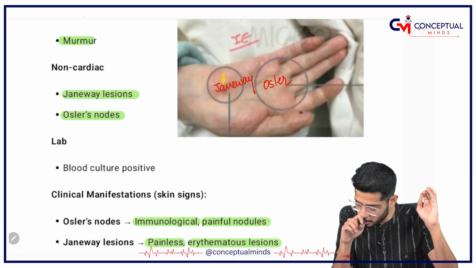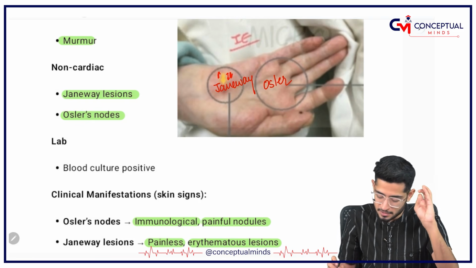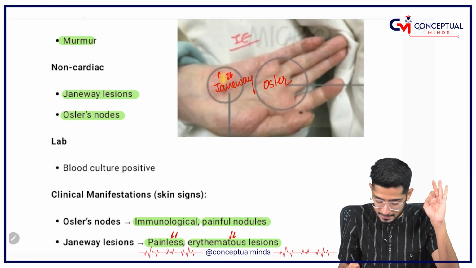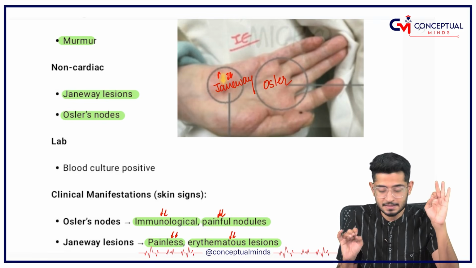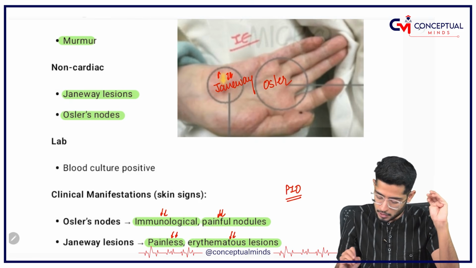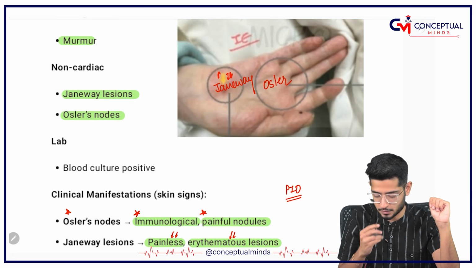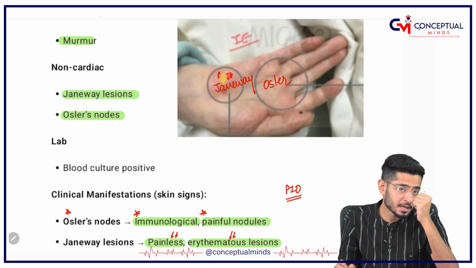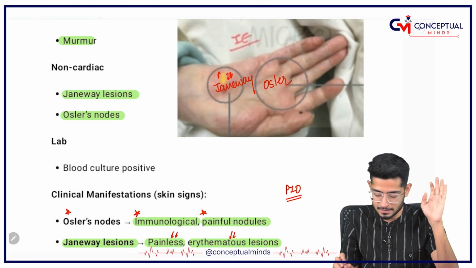Okay. So in the picture, although it's not very clear, can you see this red area? So Janeway are just erythematous lesions, they are painless, whereas Oslers are immunological and painful. Right? So you can remember like PO. In Hindi, PO means drink. So PO means P for painful, I for immunological, O for Osler node. So both of these are seen in infective endocarditis, whereas Janeway lesions are painless erythematous lesions.